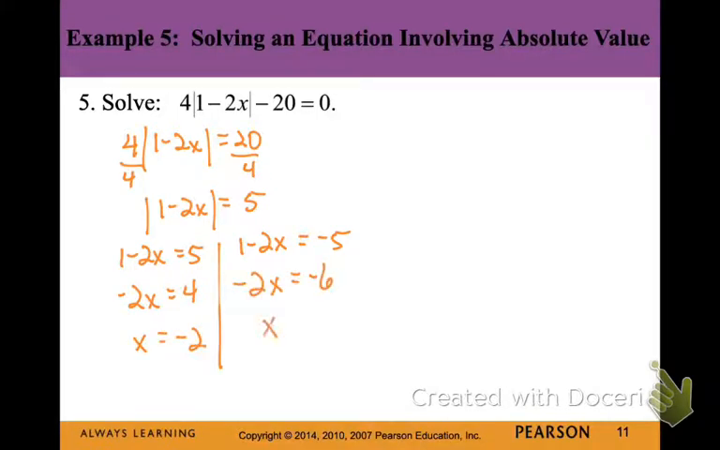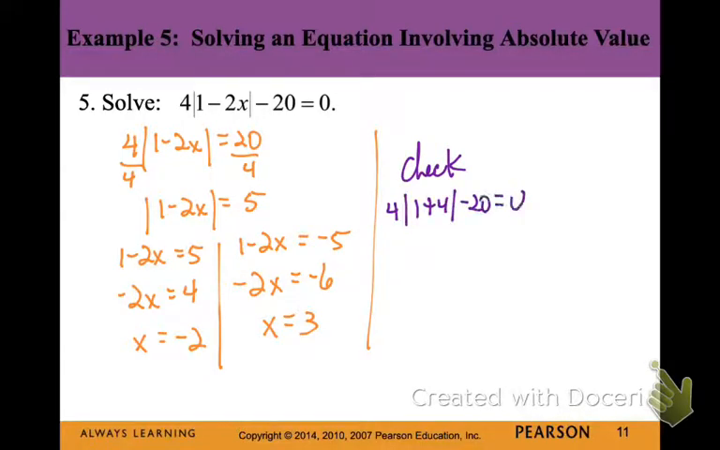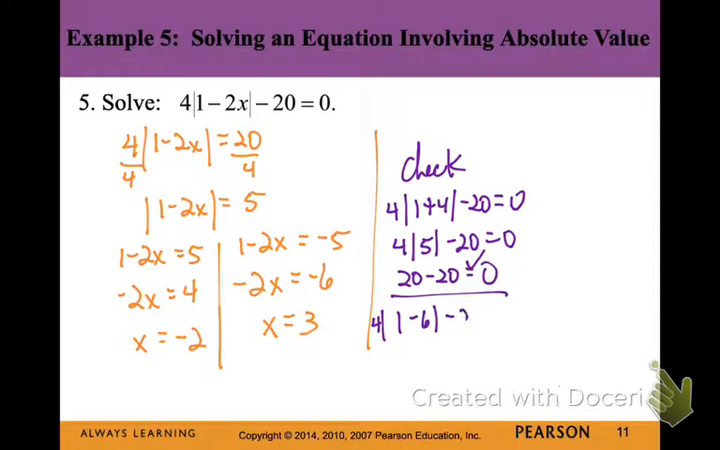It's always good to check with absolute value to make sure. So we're going to plug in first -2 for x. So that'll give us in the absolute value 1 plus 4, or 4 times the absolute value of 5, which is 20, minus 20 does equal 0. And then plugging in 3, we get 4 times the absolute value of -5, which is positive 5 or 20, and then 20 minus 20 equals 0 again.